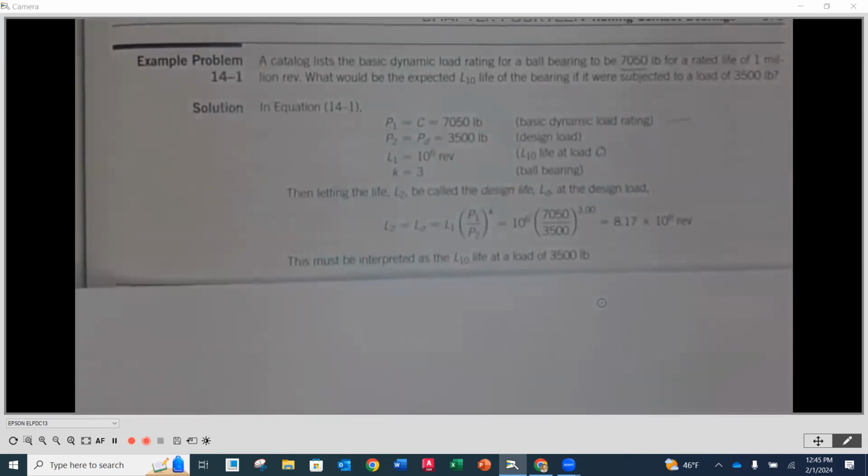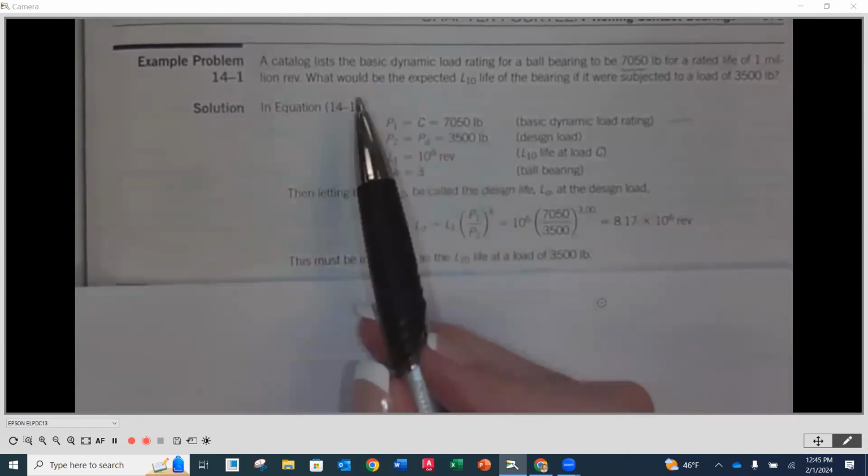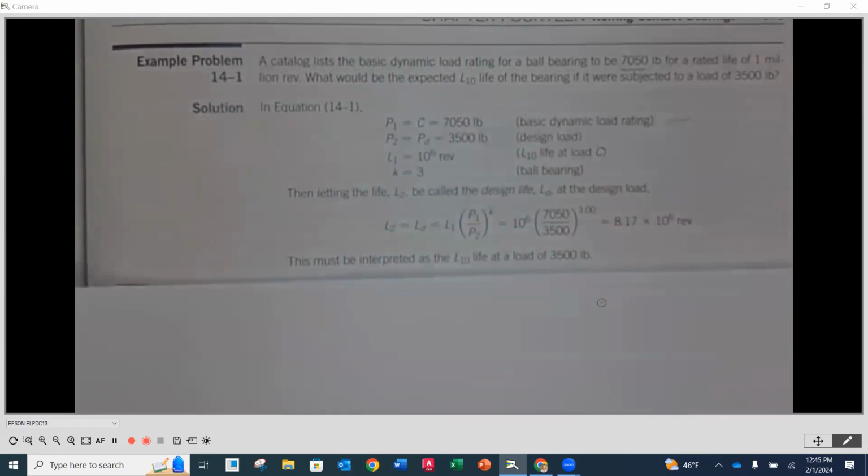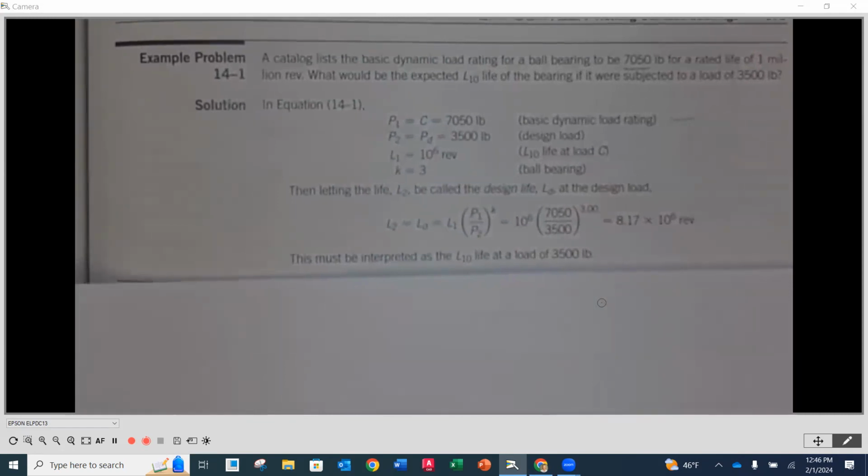So again, in the catalog, that number that we see down the dynamic load rating column is based on 1 million cycles. Or I say cycles, revolutions, that many times around. What would be the expected L10 life? They call it L10 life because, even though I think it's kind of opposite, that number means that 90% are going to make it, 10% won't. I think L90 sounds better, but L10 is what they've always called it. So 10% won't make it, so they call it an L10 life on a bearing.